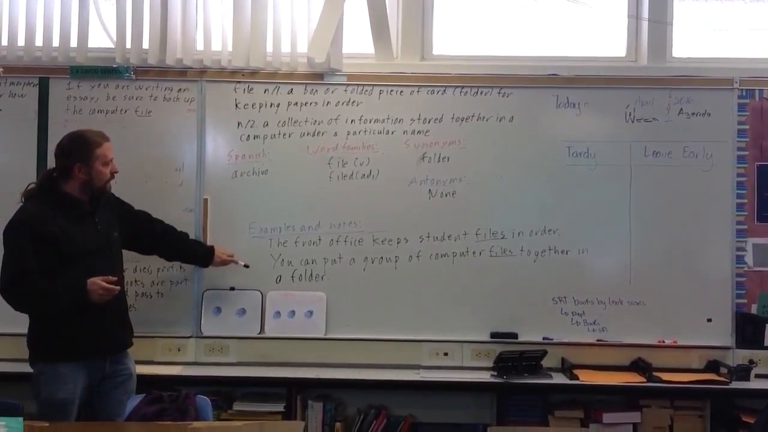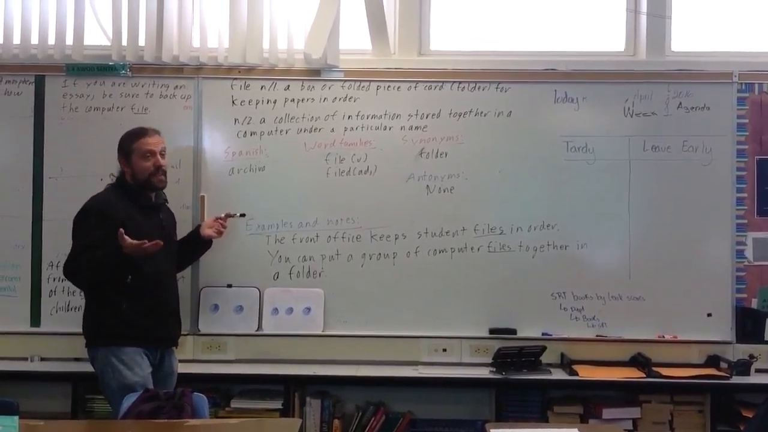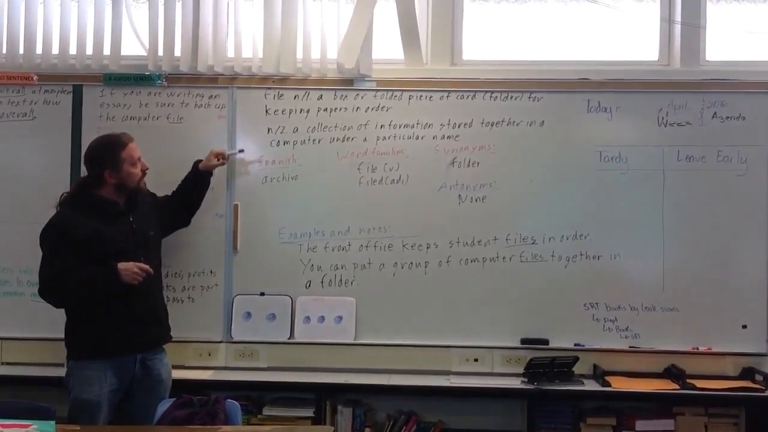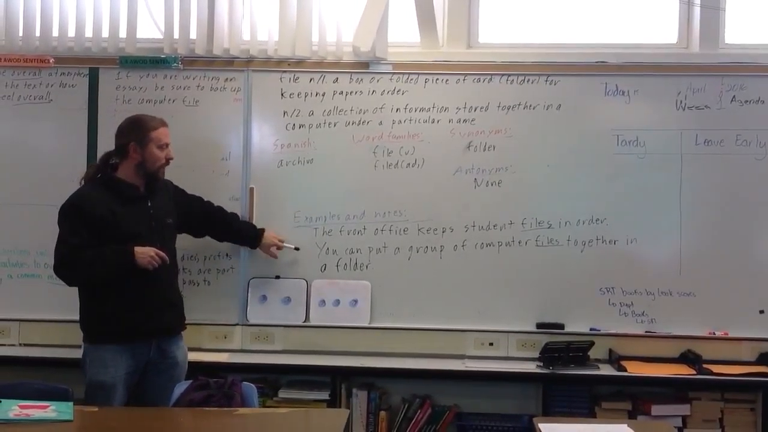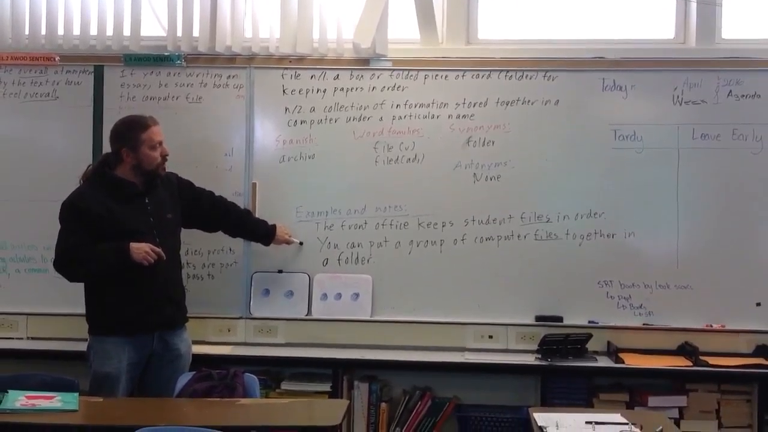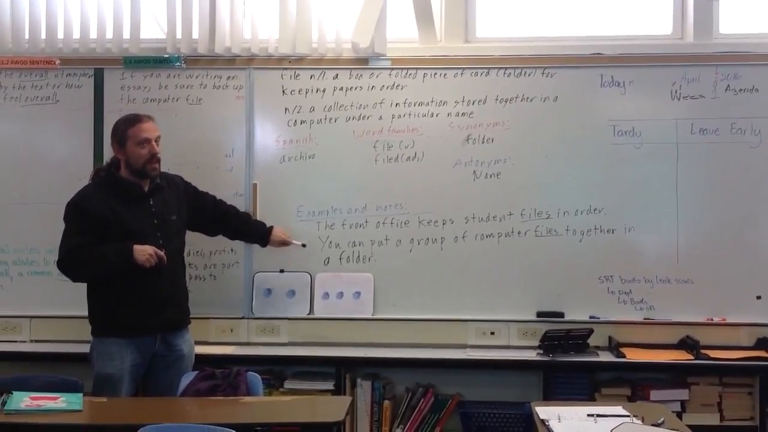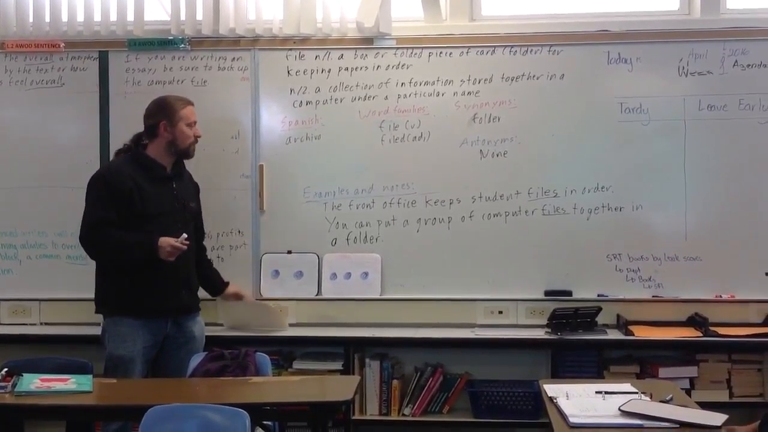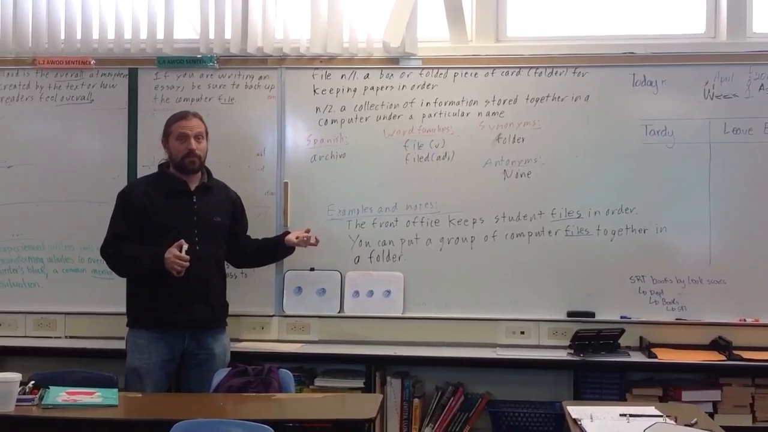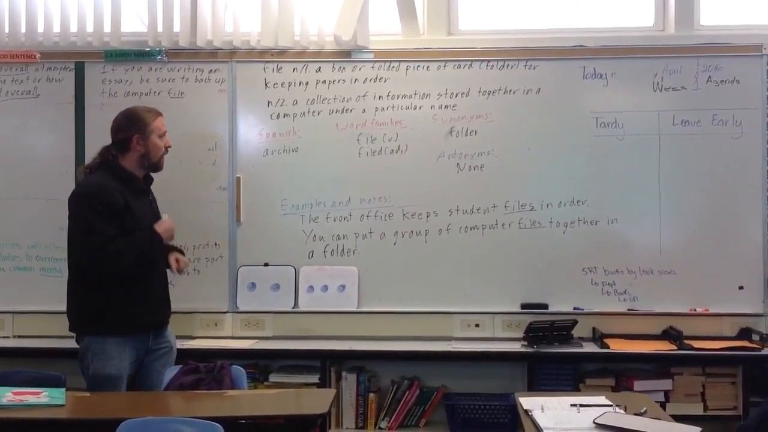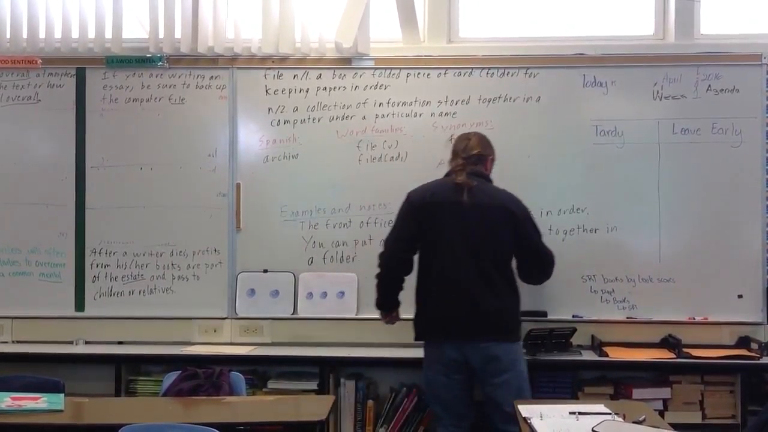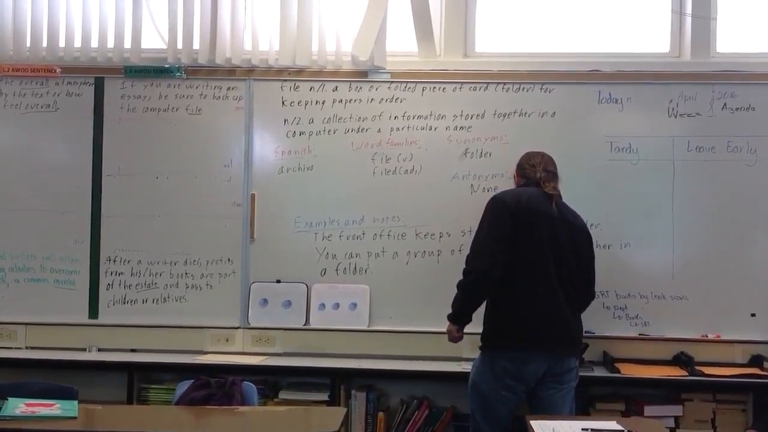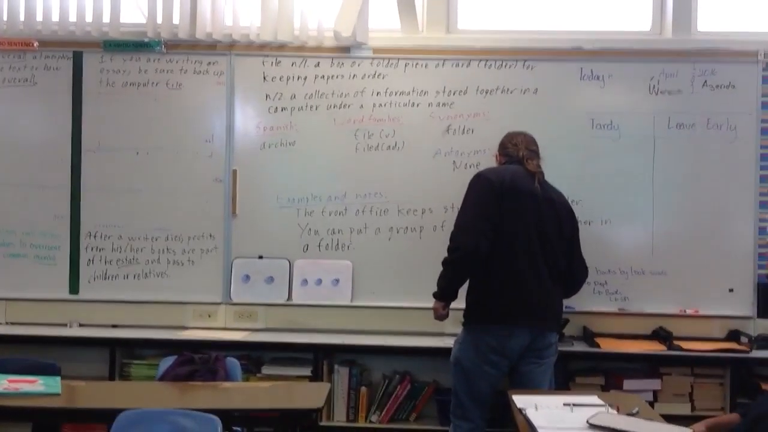Okay, second sentence. This is pretty easy I think. The only thing that might be confusing is the difference between a computer and paper. Here's why. On a computer, you can put a group of computer files together in a folder. So on paper, file is actually the folder. But on a computer, a file is like one document. That's a difference. So a computer file is one document. So the words are used a little bit differently.